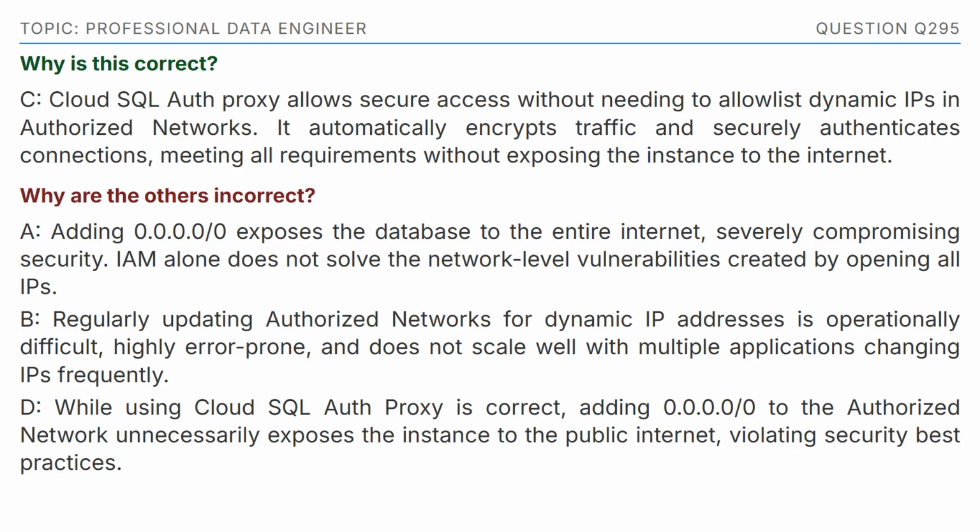Why are the others incorrect? A. Adding 0.0.0.0/0 exposes the database to the entire internet, severely compromising security. IAM alone does not solve the network-level vulnerabilities created by opening all IPs. B. Regularly updating authorized networks for dynamic IP addresses is operationally difficult, highly error-prone, and does not scale well with multiple applications changing IPs frequently. D. While using Cloud SQL Auth proxy is correct, adding 0.0.0.0/0 to the authorized network unnecessarily exposes the instance to the public internet, violating security best practices.